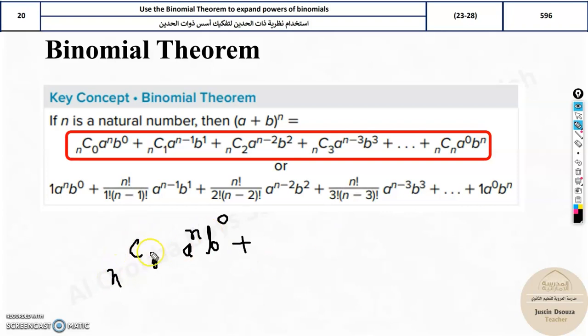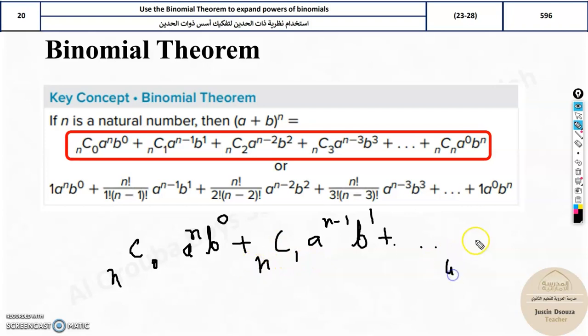You should just keep on, N does not change. Only the 0 keeps on changing, and the power N of A reduces by 1. Now it will be again N, C, instead of 0 you will have 1, A to the N minus 1, B to the 1. Yes, that's it. And then it keeps on going like the same. But you must remember when to stop. When this number that C1, 2, 3 matches the N value.